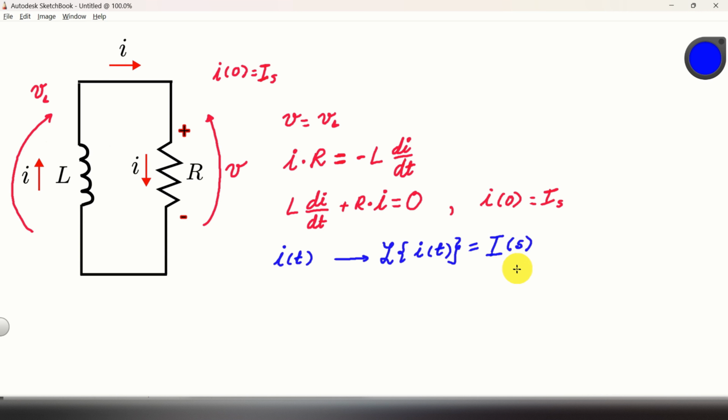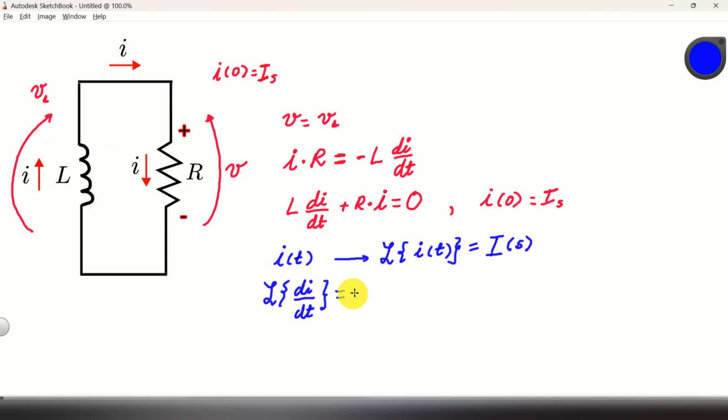Okay, the first thing that we need to do is to recall basic equations that will be used to solve this problem. First of all, we need to see what is the Laplace transform of the first derivative of some variable. That is the Laplace transform of di over dt.